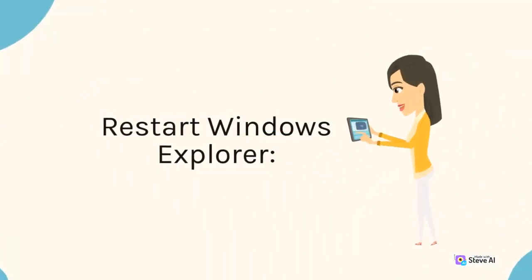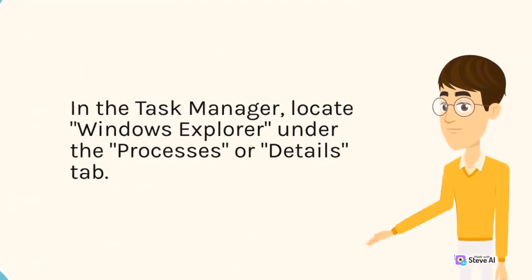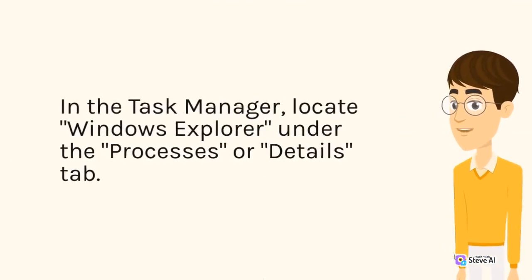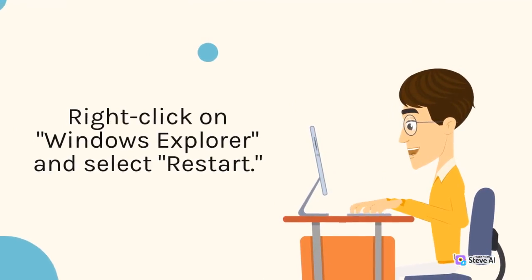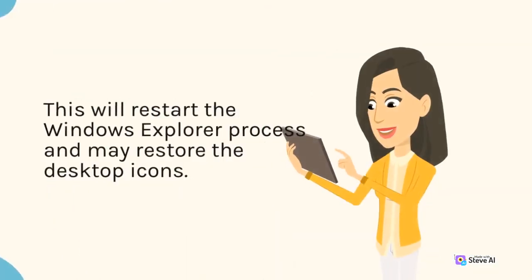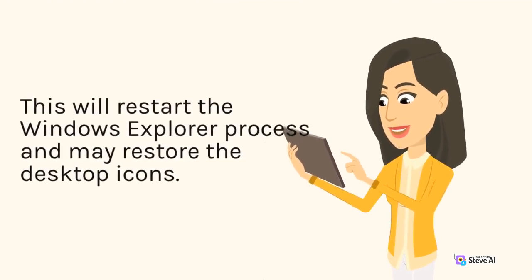Restart Windows Explorer. Press Ctrl+Shift+Escape to open the Task Manager. In the Task Manager, locate Windows Explorer under the Processes or Details tab. Right-click on Windows Explorer and select Restart. This will restart the Windows Explorer process and may restore the desktop icons.